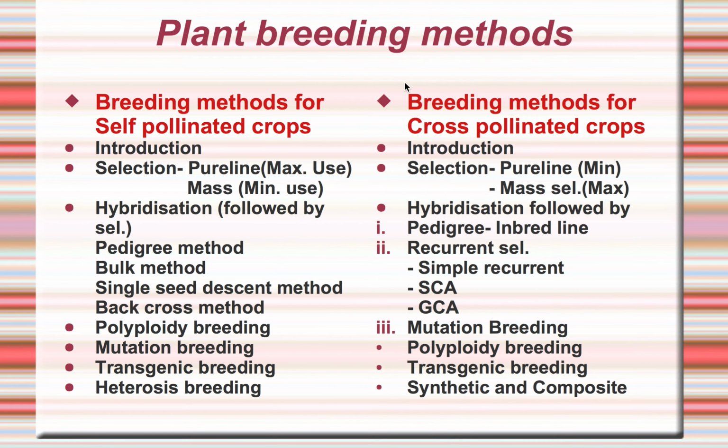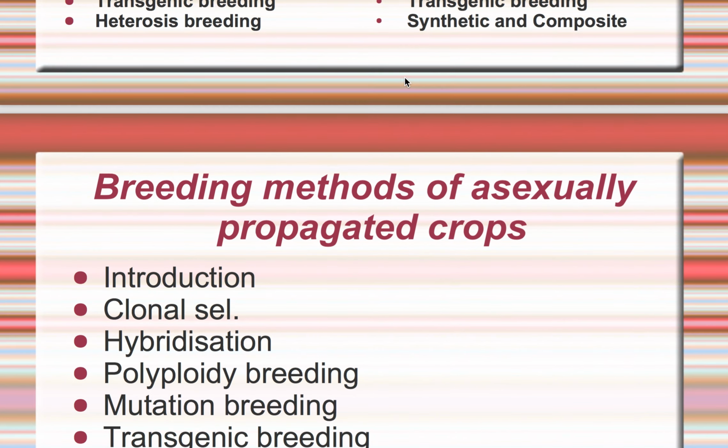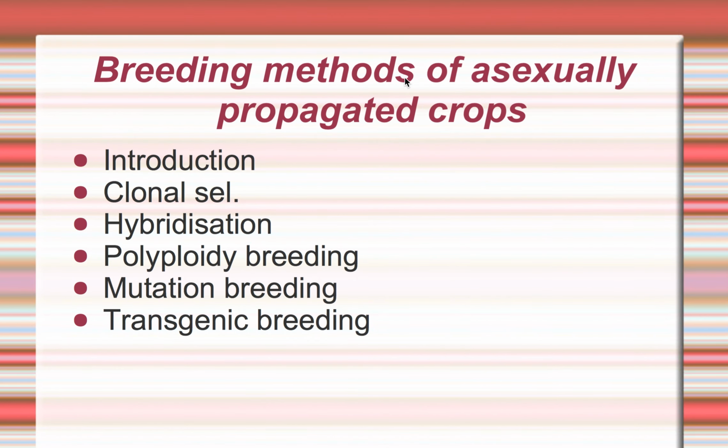And the next one is the breeding methods adopted for asexually propagated crops. The various breeding methods adopted for asexually propagated crops are introduction, clonal selection. A clone is nothing but an individual developed from asexual reproduction. And the next breeding methods are hybridization, polyploidy breeding, mutation breeding, and transgenic breeding.